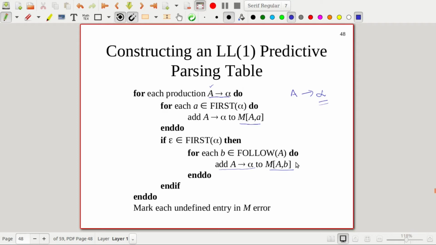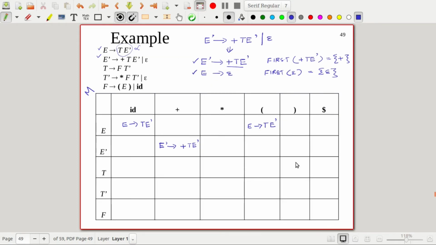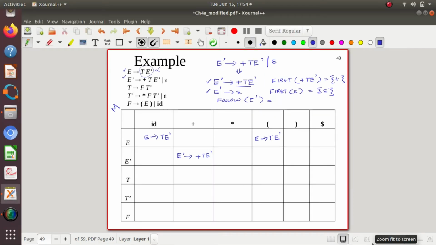So in this case we have to compute follow of E, sorry, here E dash, so we have to compute follow of E dash. What is follow of E dash? We have already computed it earlier, we explained this example before. What all comes within follow of E dash?